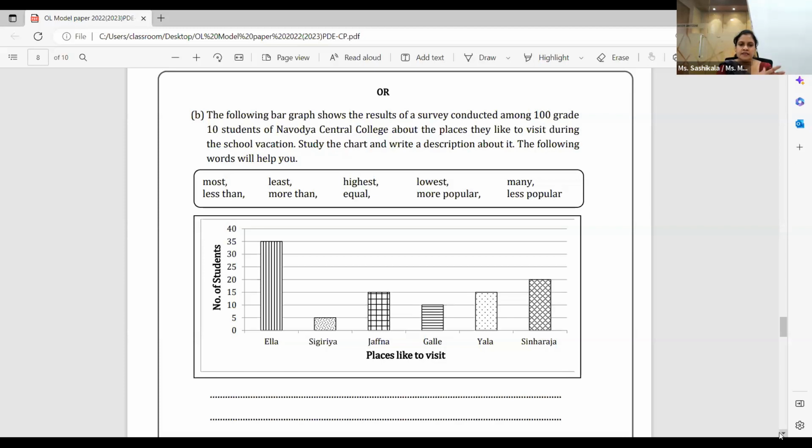And the next sentence should be about the horizontal axis. The horizontal axis represents the places the students like to visit. And also you can add here, the places are Ella, Sigiriya, Jaffna, Galle, Yala, and Sinharaja.